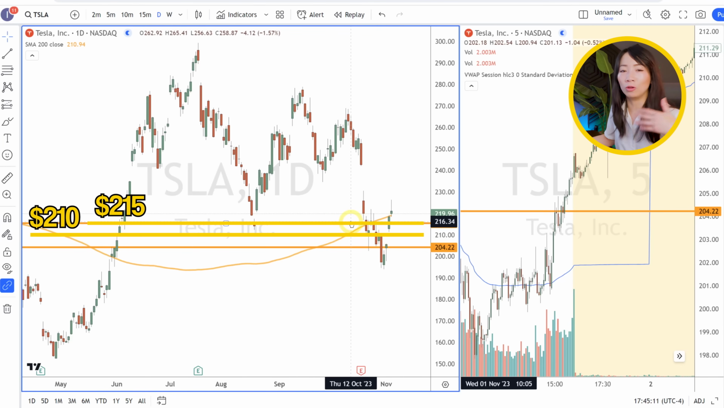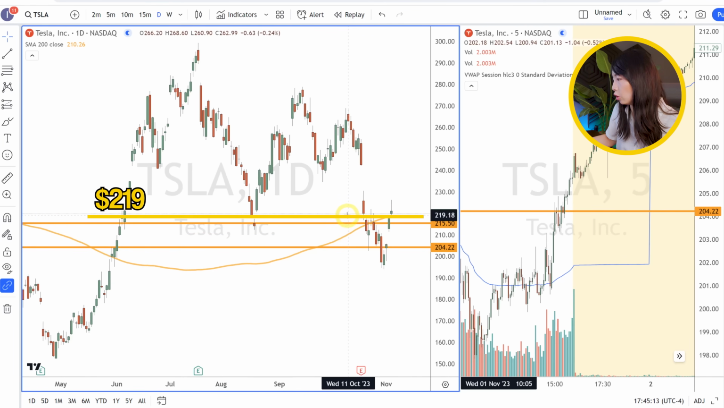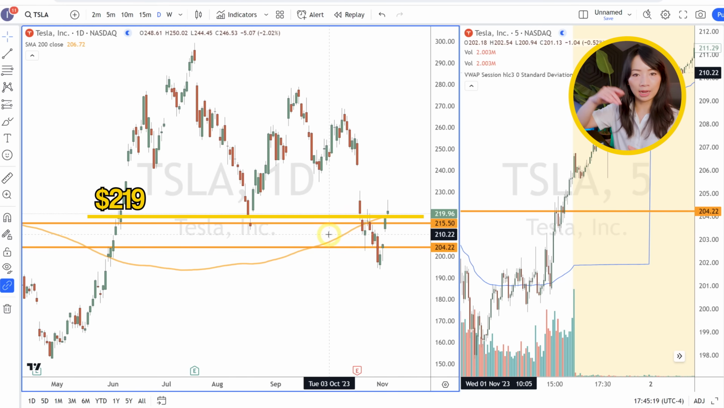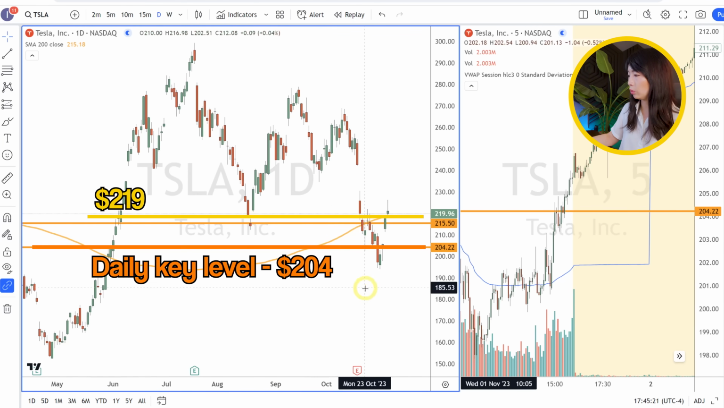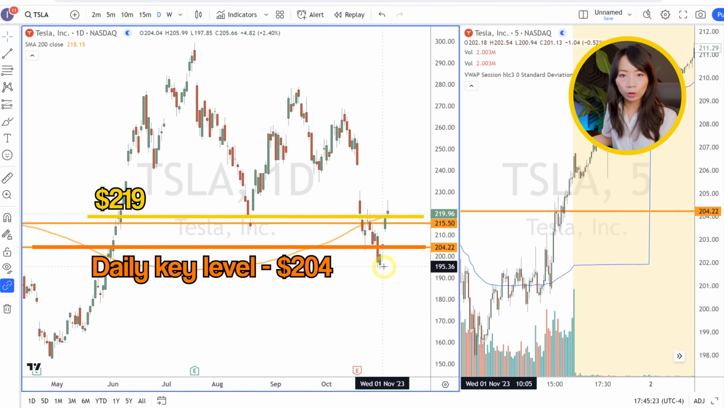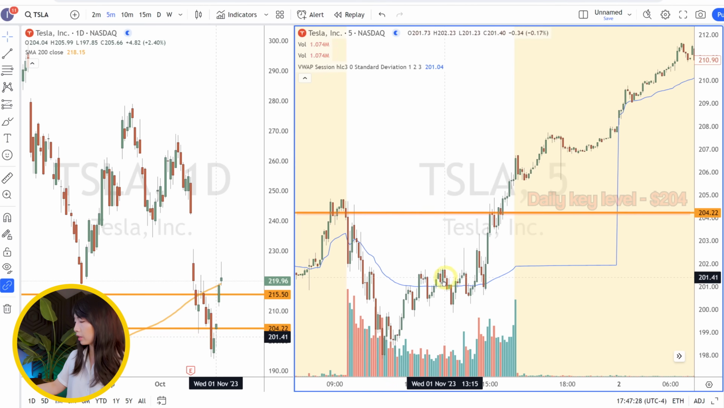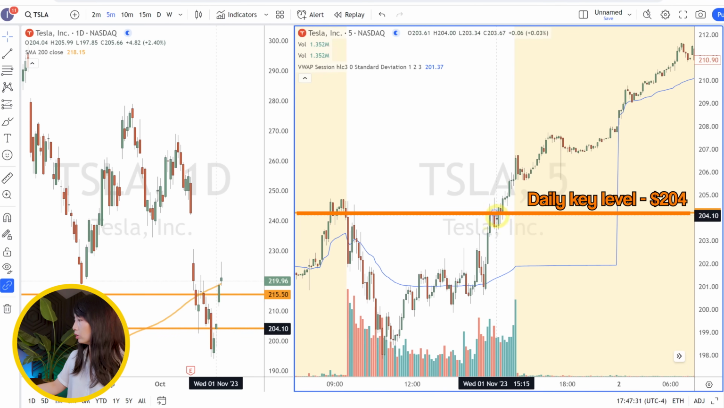And next, if it goes over that, I think it could go to the 200 SMA, which in this case, you can see, would be around 219. So a lot of upside for Tesla stock, as long as we close above the 204 daily key level. So now that you understand why that 204 area is my daily key level, we can now look at the intraday chart for Tesla. You can see, this near close was holding well above the 204 area.